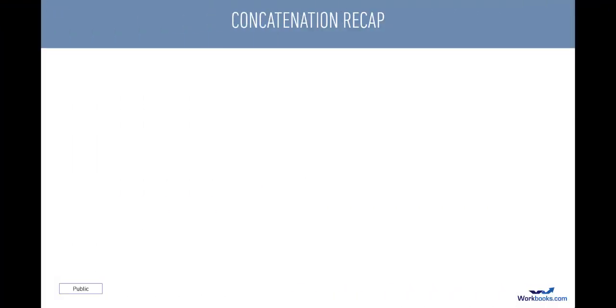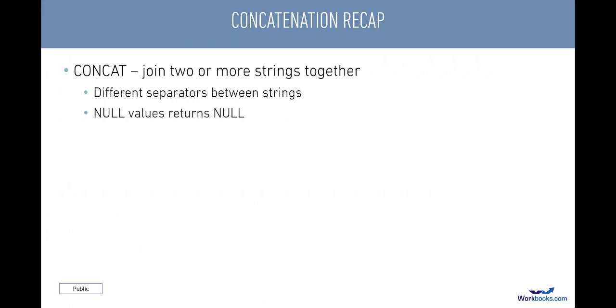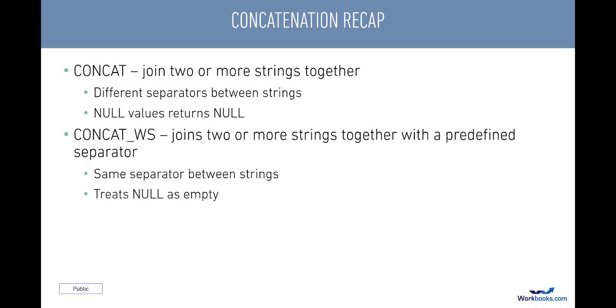Let's have a quick recap on the concatenation function. It enables you to join 2 or more values together, and this means you can include a separator as one of the strings you're joining, and therefore the separators between each string can be different if you want them to be. Remember though that if any of the values in the string are null, then the whole string will be returned as null. To avoid this issue, you can use concat with separator, which again enables you to join 2 or more strings of data together, but you specify a separator at the beginning. That means the same separator is used between every string. This approach treats any null values as empty strings, so you'll still get an output.